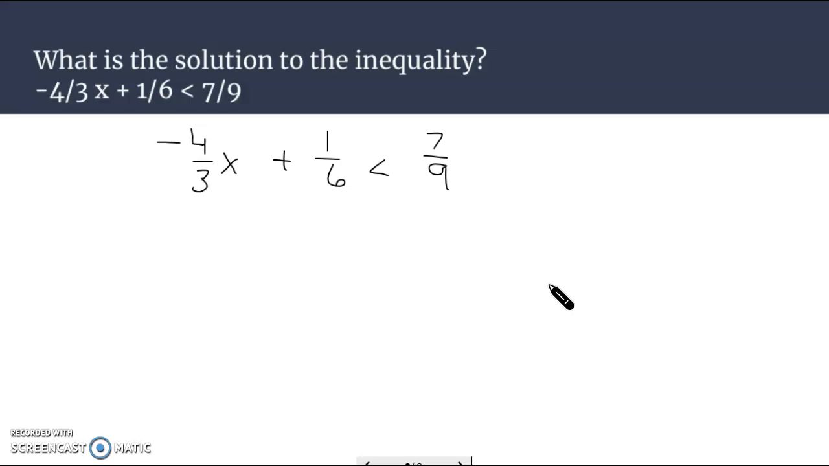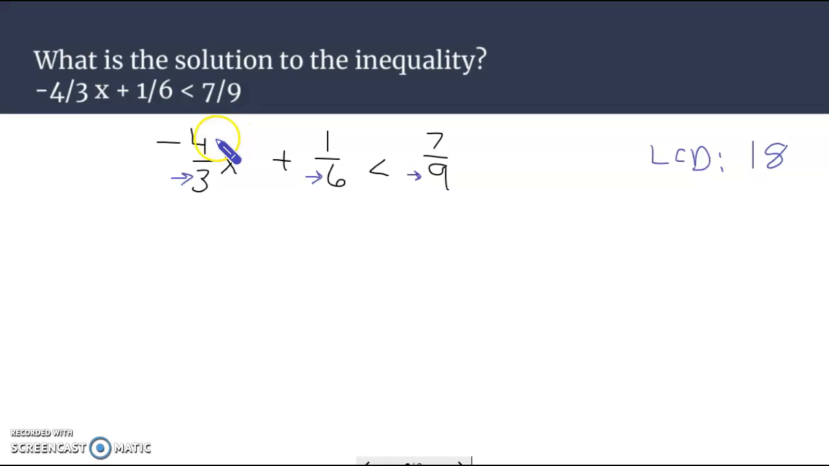Alright, and then what we can do here, since we have so many fractions, a little trick to clear out fractions is to multiply everything by the LCD, lowest common denominator of all the fractions. And we have a 3, a 6, and a 9. And we think, okay, well, what is a number that is divisible by 3, 6, and 9? And the number that comes to mind, I believe, is 18. So here's what I'm going to do with that.